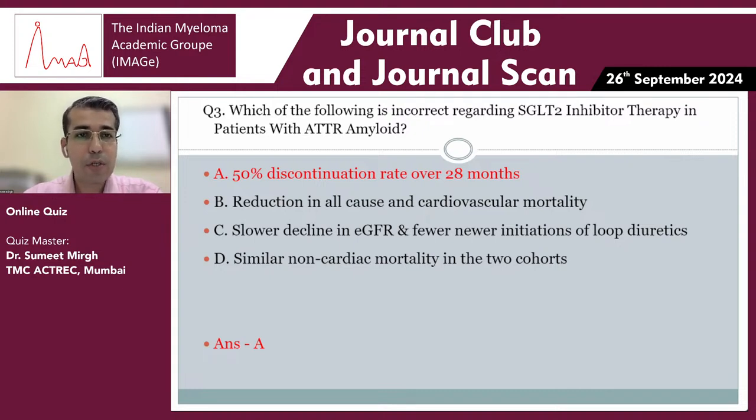Importantly, there was reduction in all-cause mortality, cardiovascular mortality, heart failure-related hospitalizations, lesser decline in eGFR, lesser need of initiation of loop diuretics in these patients. And importantly, there was no difference in non-cardiac mortality in the 2 cohorts. So this was cardiac safe and kidney safe, and the discontinuation rate was also low as per this retrospective analysis. Next slide.